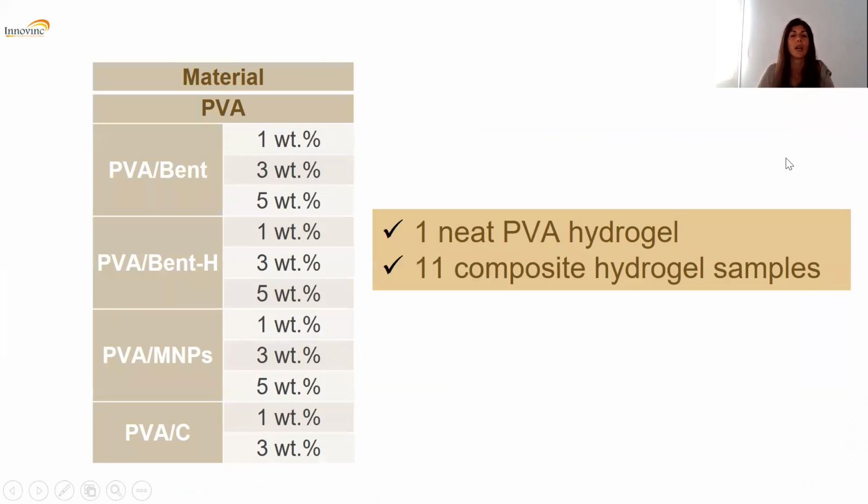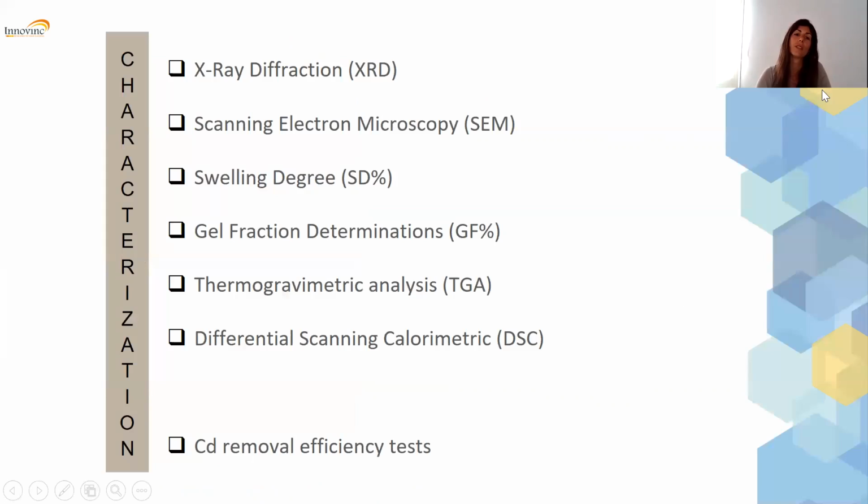So in this way, we have prepared one neat PVA hydrogel that was acting as blank, and 11 composite hydrogel samples with filler contents from 1 to 5 weight %. All of these samples were characterized through X-ray diffraction, scanning electron microscopy, thermogravimetric analysis, differential scanning calorimetric measurements, and we finally conducted some cadmium removal efficiency tests.